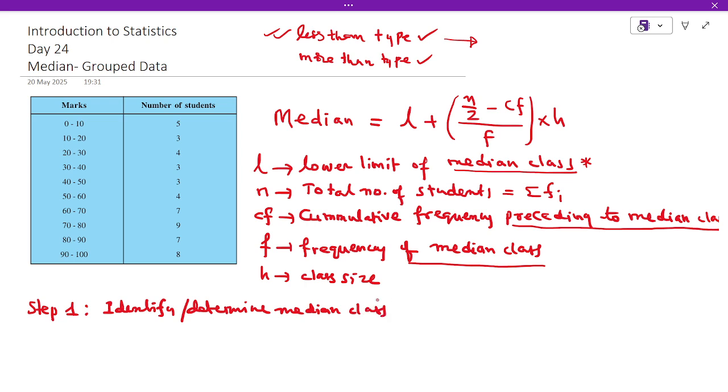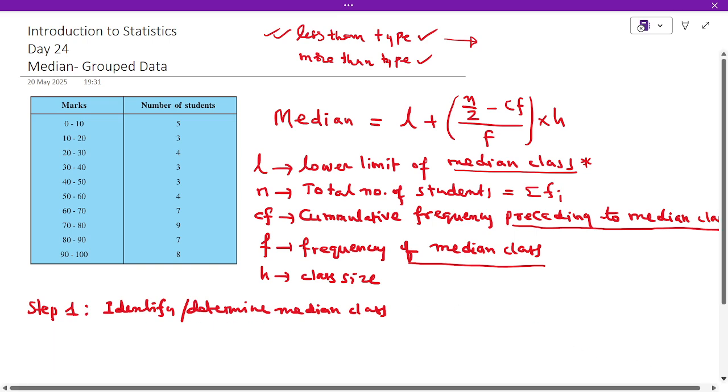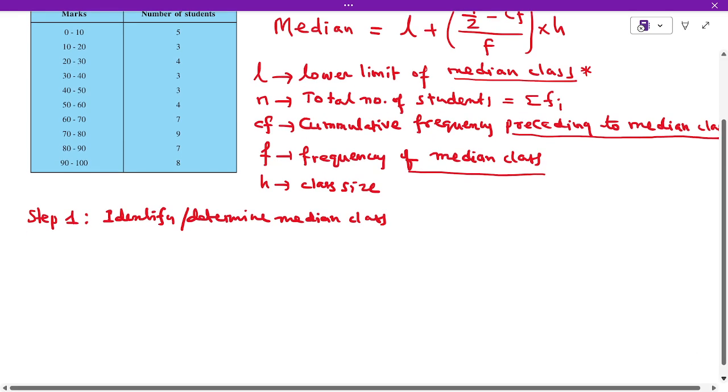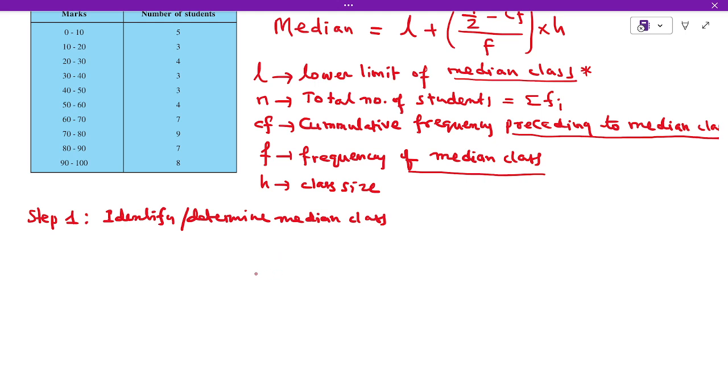Why do we require this median class? If you remember one of the sessions where we discussed the mode for grouped data, there also we had one class, the modal class. Our mode lies in the modal class. Similarly here, the median lies in the median class. So how will you identify the median class? To identify the median class, we require the value of n by 2. n is the total number, then divide by 2.